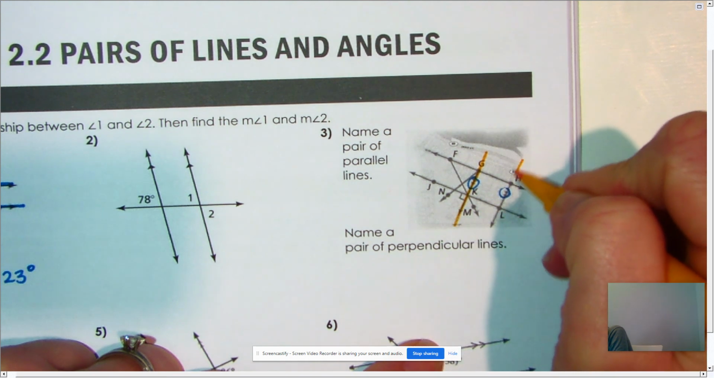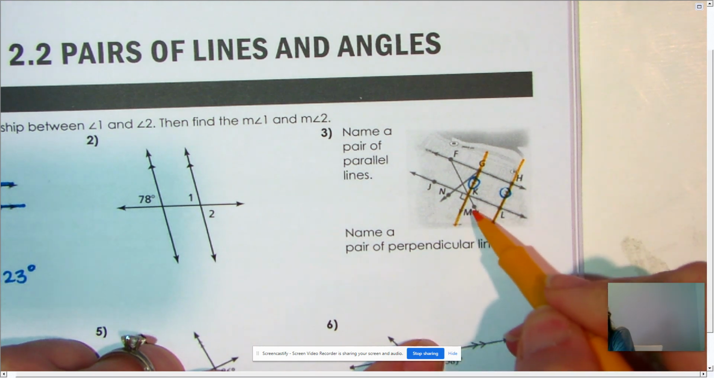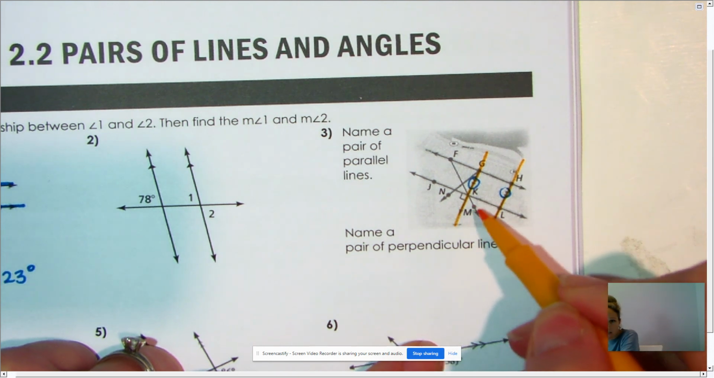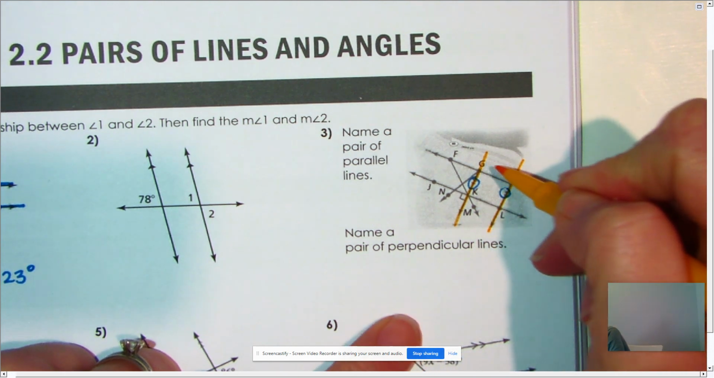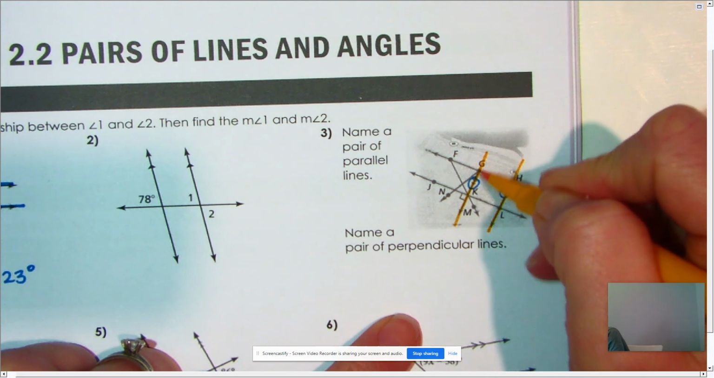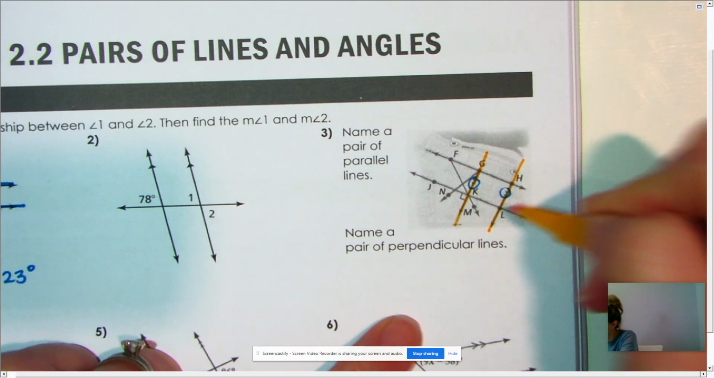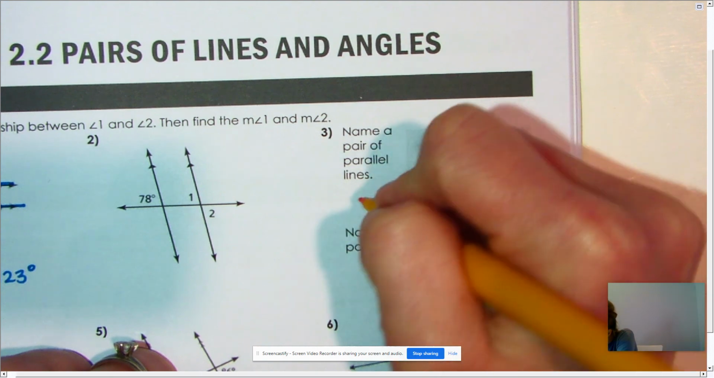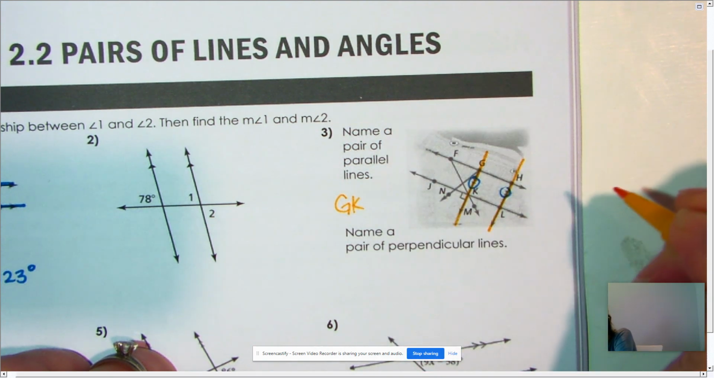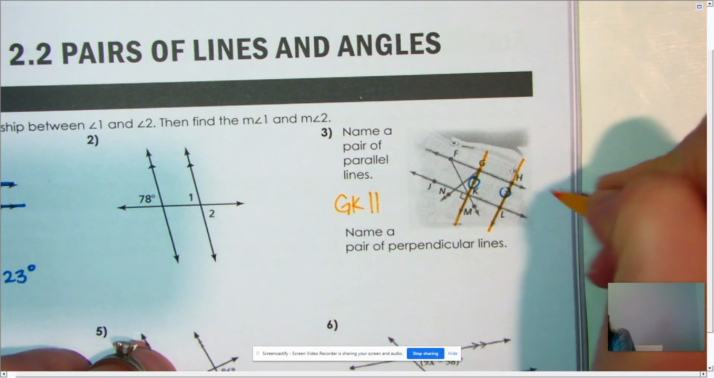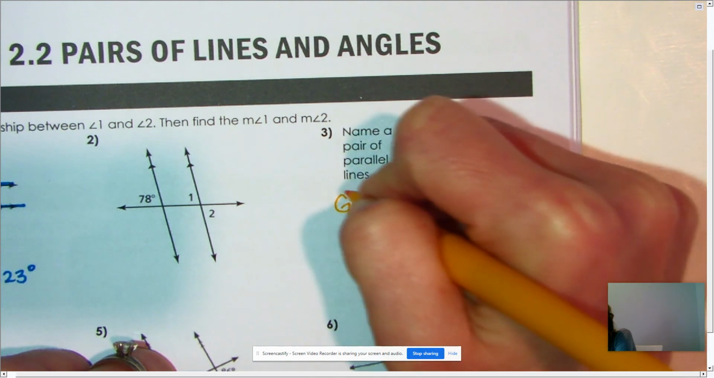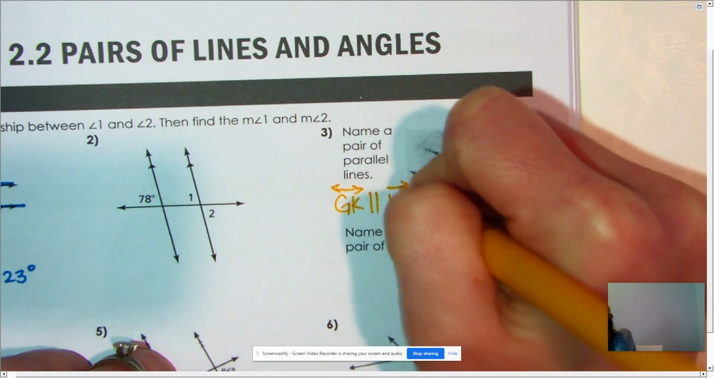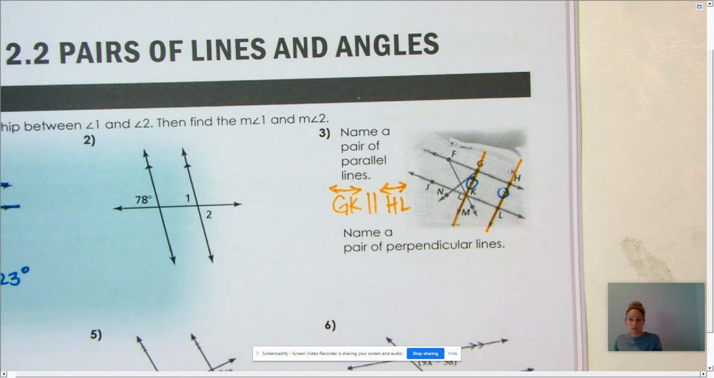And again, be careful because this M is not attached to the line. The M is attached to that point right there. So don't let that fool you. So this is from G to K and H to L would be the parallel lines. So G to K is parallel to H to L, and then we put the little line up above it to show that those are lines.